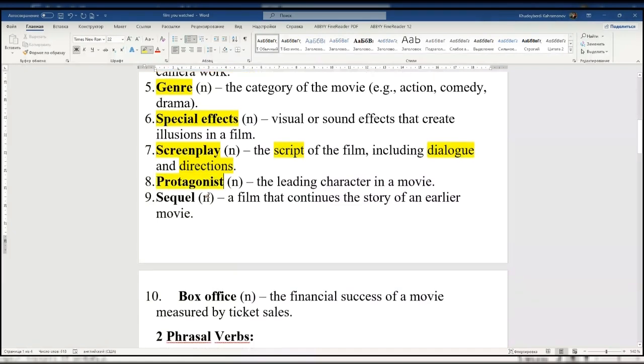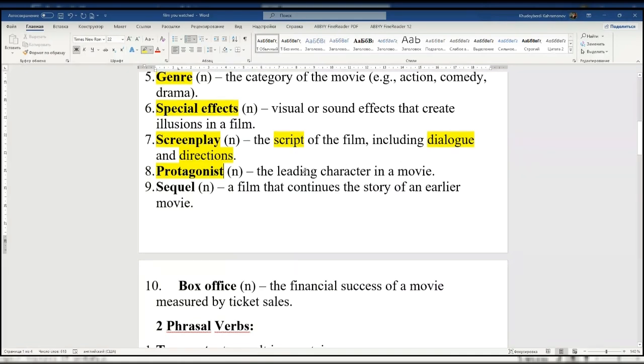And the next one, protagonist. Protagonist means the leading character in the movie, right? For example, if you watch Spider-Man, the protagonist is Spider-Man because he's a good guy, a goodie in the movie, the leading character, the main character, right? And sequel, a film that continues the story of an earlier movie. For example, if you say Terminator 2, it's a sequel of Terminator 1.